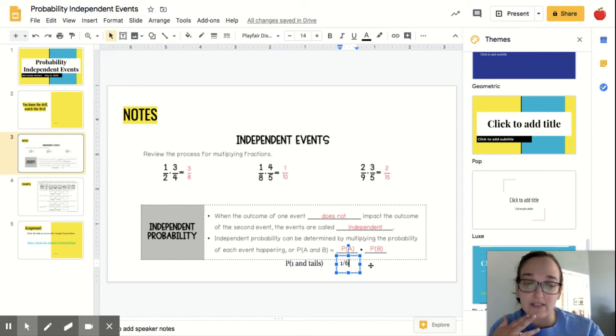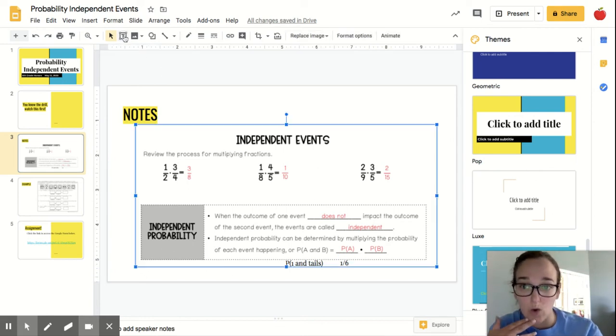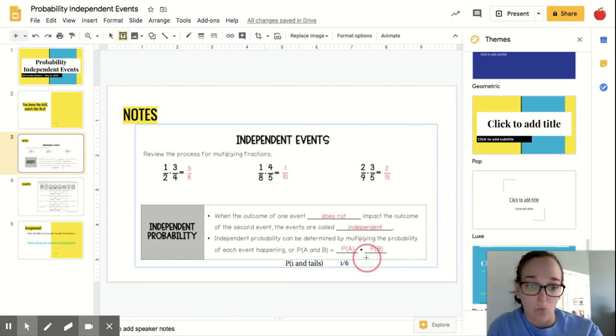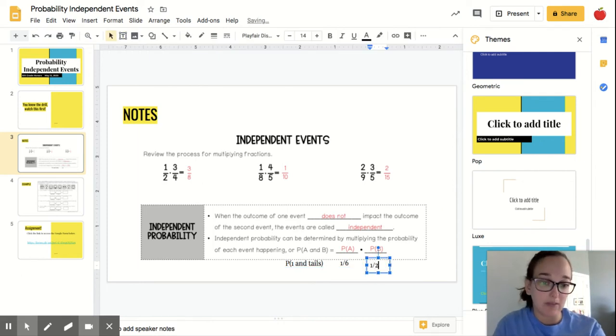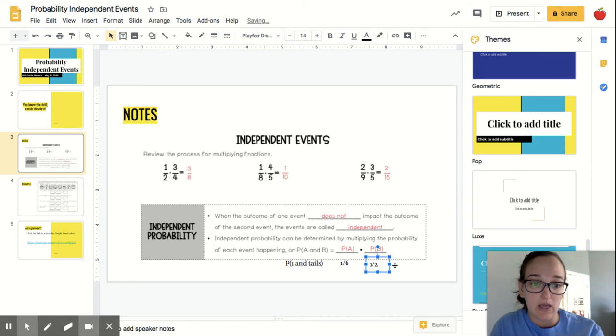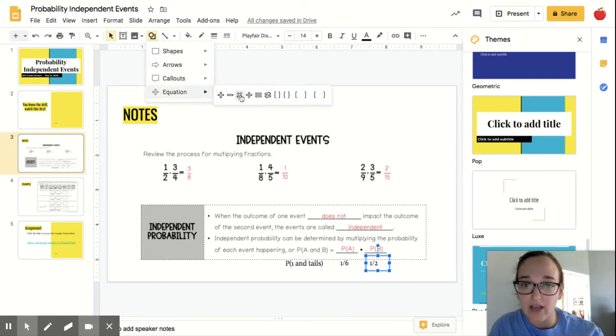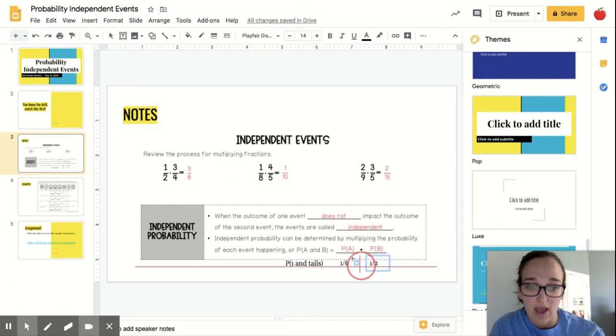The probability of the second event, flipping a coin, the probability of getting a tails is also 1, but out of what? Well, there's only 2 possibilities on flipping a coin. I can get a heads or I can get a tails. So the probability of getting tails would be 1 out of 2. And then what I do with these two things is I multiply them. We're multiplying the probability of the first event and the probability of the second event, and that gives us our answer.